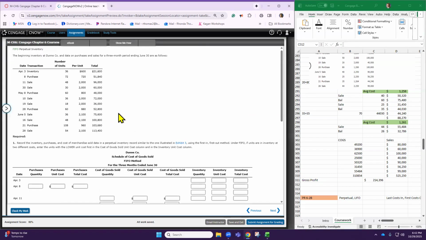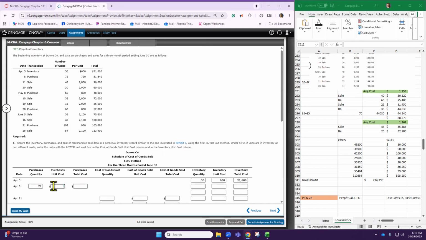I'm just going to use my calculator here. This is first in, first out. So let's put our inventory, 36 units at a $600 cost. And they are doing the math for us there. That's nice. Here comes a purchase.